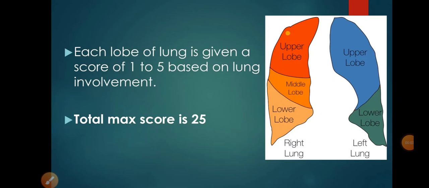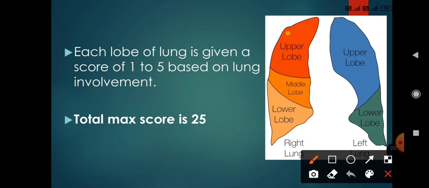Good evening. Today we are going to discuss the severity score of HRCT for COVID-19. There are a total of 5 lobes: the upper lobe, middle lobe, and lower lobe on the right side, and the upper lobe and lower lobe on the left side.